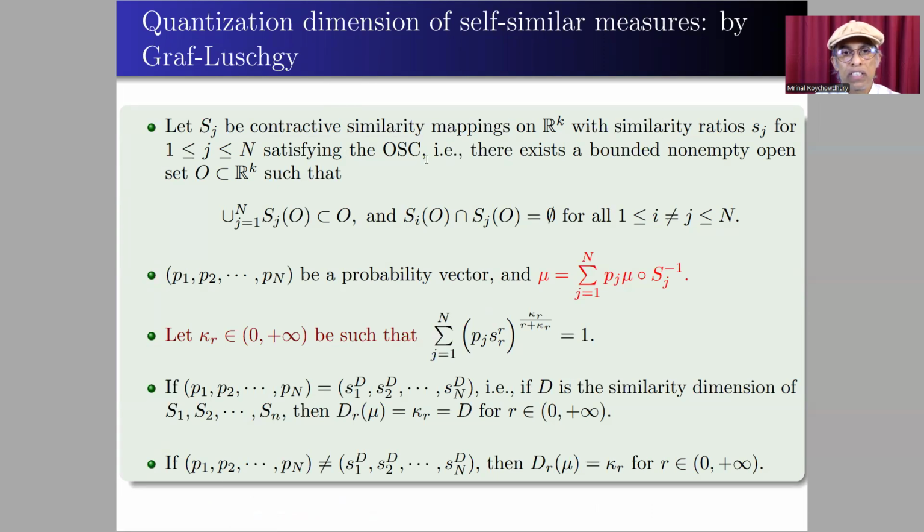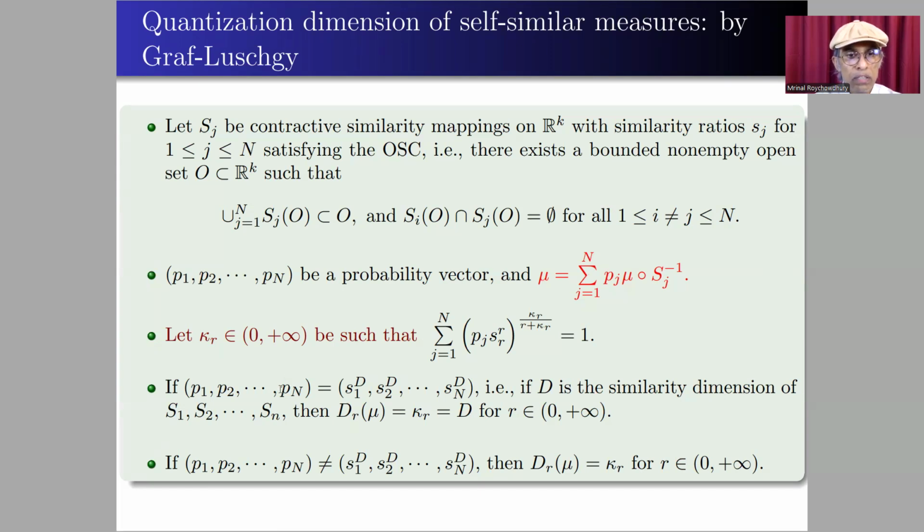Satisfying the open set condition. What is the open set condition? That means there exists a bounded non-empty open subset O of Rk such that these two conditions are true. And let p1, p2, ..., pn be a probability vector and mu equal to this. So mu is the self-similar measure here, generated by the similarity mappings and this probability vector. Let kappa be the unique positive real number such that this is true.